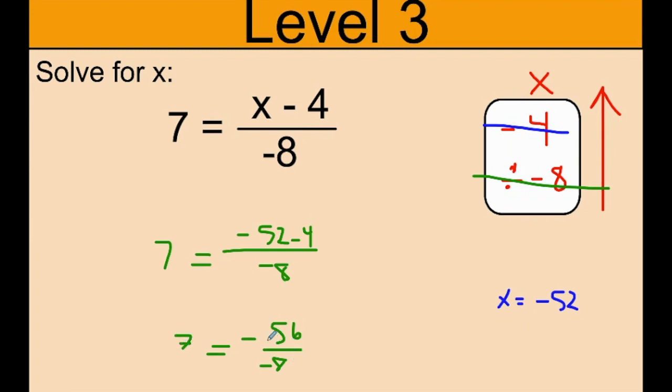And use your calculator if you need, but negative 56 divided by negative 8 is 7. So I got 7 equals 7 on both sides of the equation. So I know that that answer was correct.